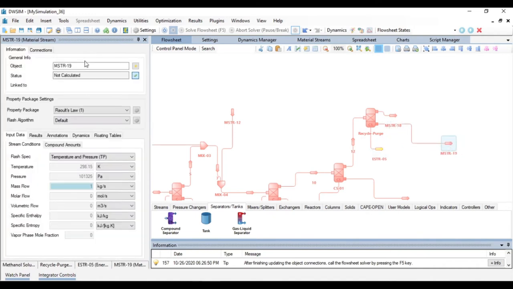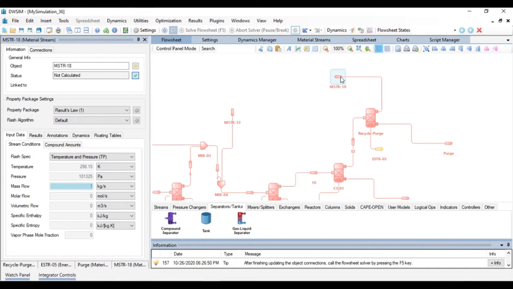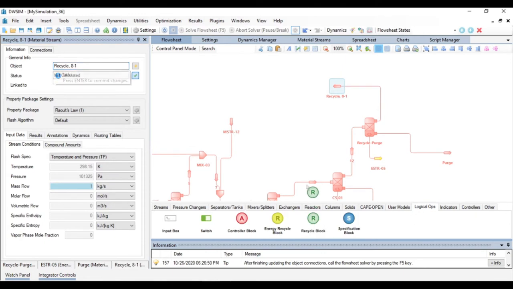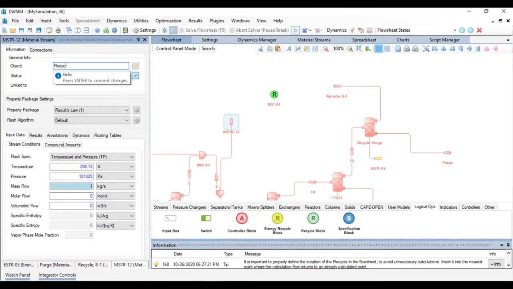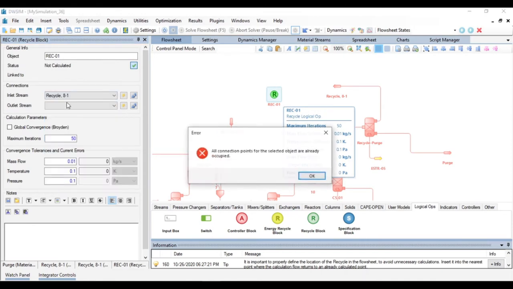Drag this down here. The lower stream is the purge. Then the upper stream, we'll rotate it to 180 degrees. Then this stream is the recycle 8-1, because we have a logical operator here that will connect it to the MSRT12. So the MSRT12 is the recycle 8-1. So we click the recycle block. We'll connect the inlet stream recycle 8-1.